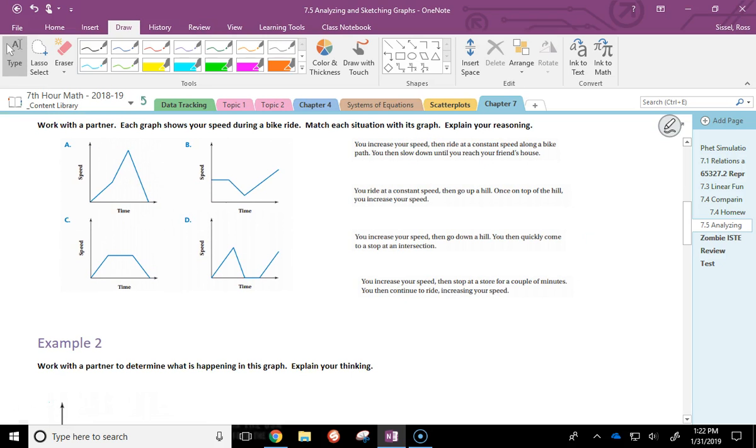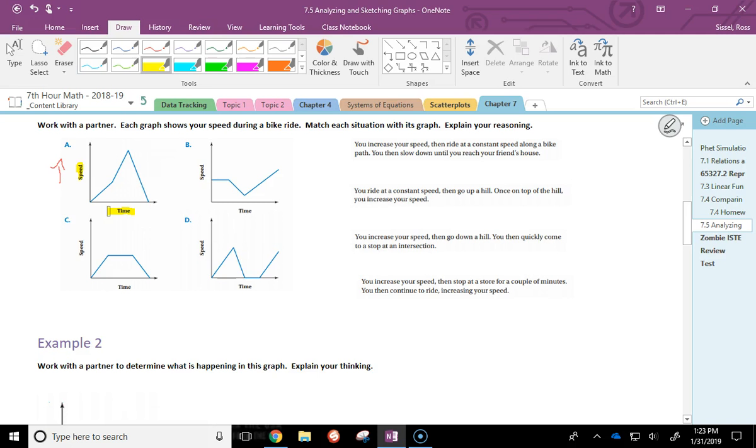It says each graph shows you your speed on a bike ride. So the y-axis is your speed. How fast are you going? When it goes up, you are going faster. Your x-axis is the time. When you go to the right, it goes longer. There's 4 scenarios. I'm going to read through them, and then you need to decide which one of these graphs match up.